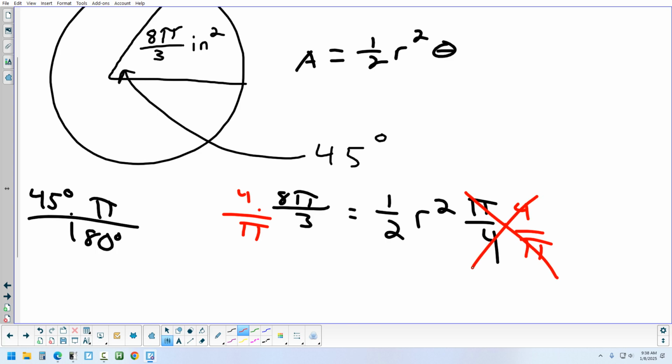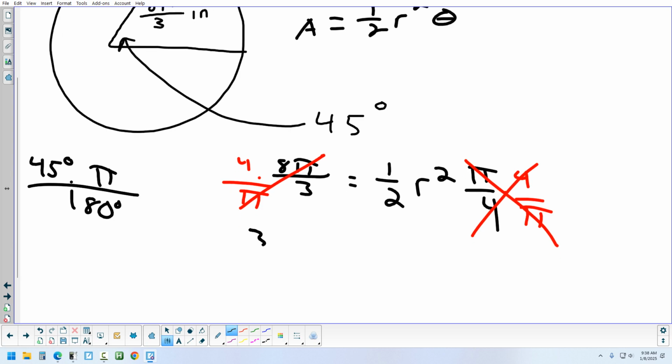And what happens on the left side? The pi's cancel out. The pi's cancel here too. Okay, so now you're left with 4 times 8 is 32 over 3 equals 1/2 r squared. All right, so now we have 2 things left. The 1/2 and the exponent of 2. Which one do we have to get rid of next? We have to get rid of the 1/2.